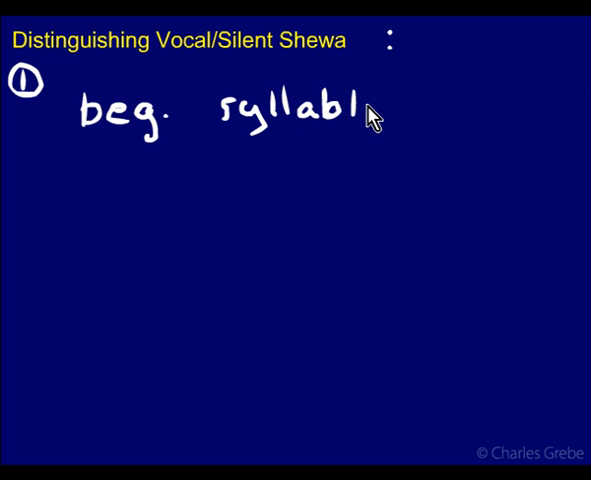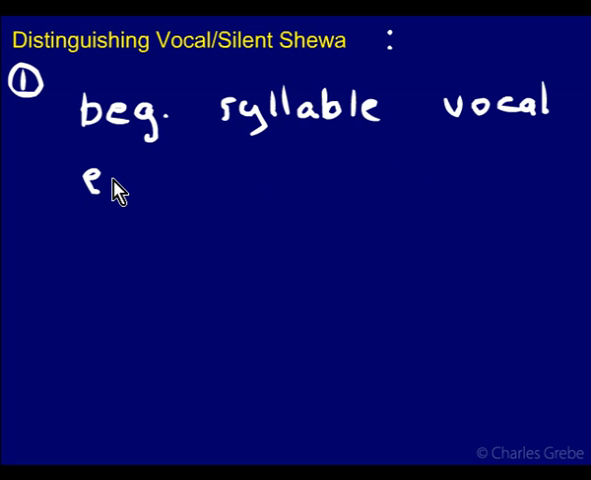Okay, the first rule, which is our most important rule really, and it's our base rule, is very simple. It simply says that if the Shewa is at the beginning of a syllable, if a Shewa occurs at the beginning, it's vocal. So Shewa at the beginning of a syllable is vocal, which means it's a vowel, it's something you pronounce.